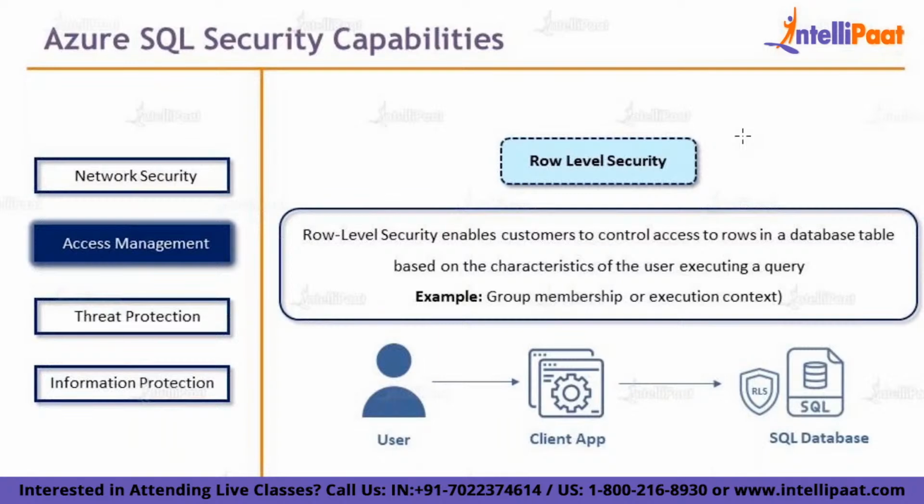Then we come to row level security. Again, people who have worked on on-premises SQL will know this concept. Row level security means that in Azure SQL, you can give access to certain users who can see only one row of data. This is also available in on-premises SQL. You can set up user groups and you can keep row level security. Any user with very limited access can only see one row of data, not more than that. That is also available in Azure SQL.